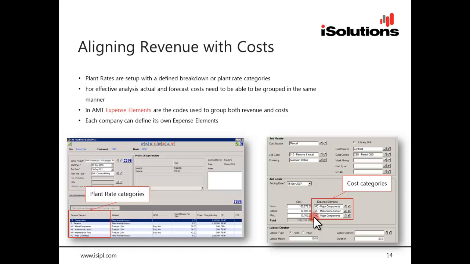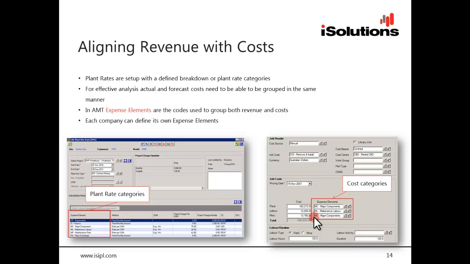Now, when we bring in your actual costs from your accounting system, we might not have that code sitting in the accounting system. So if it is blank, AMT will automatically populate that expense element onto the work order that we bring in. It looks at what strategy task that work order aligns to, and assigns the expense element from that strategy task. So the good news is it's not critical that this expense element is actually set up or exists within your accounting system. It can be purely within AMT.